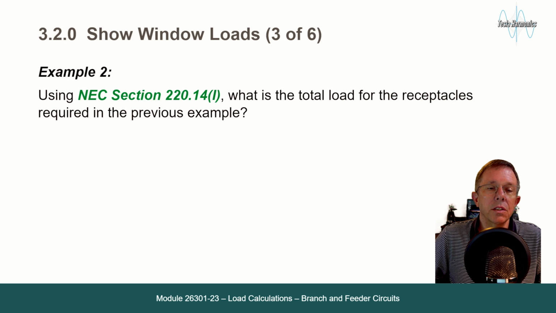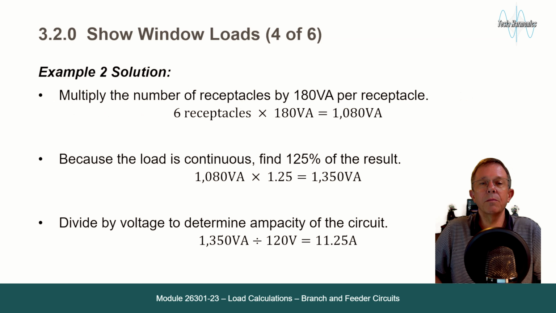Using NEC Section 220.14(I), what is the total load for the receptacles required from the previous example? Multiply the number of receptacles by 180 VA per receptacle. 6 receptacles times 180 VA equals 1080 VA. Because the load is continuous, we would find 125% of the result. 1080 VA times 1.25 is 1350 VA. We would divide by voltage to determine the ampacity of the circuit. 1350 VA divided by 120 volts equals 11.25 amps.